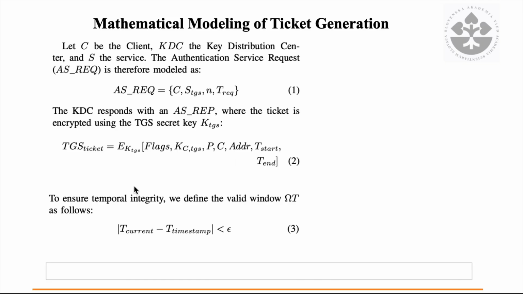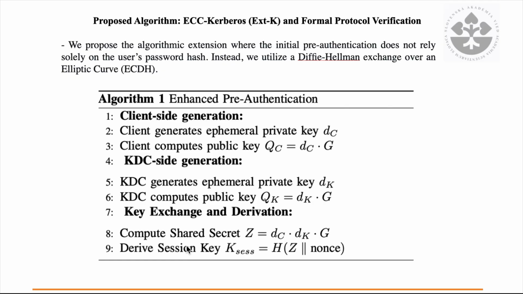The KDC responds with an AS response, where the ticket is encrypted using the TGS secret key K_TGS. Now, to ensure temporal integrity, we also must define the valid window, which we put as omega t. So we proposed an algorithm that we built from the ECC, which is elliptic curve. This extension, where the initial pre-authentication does not rely solely on the user's password hash, but instead we use the Diffie-Hellman exchange over the elliptic curve.